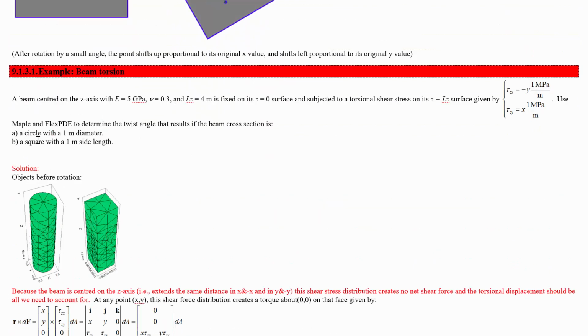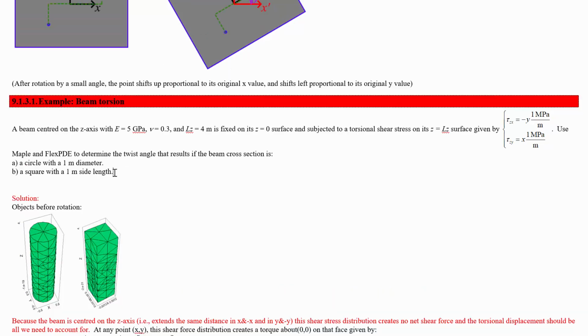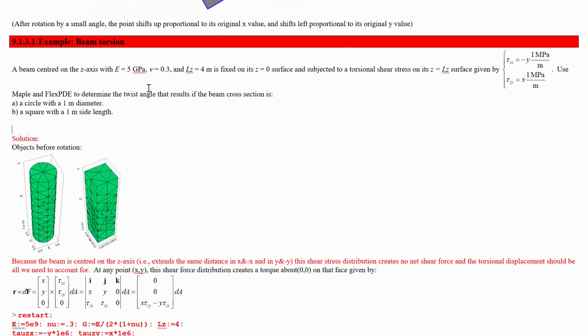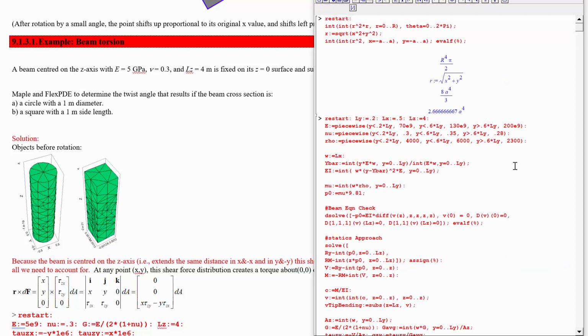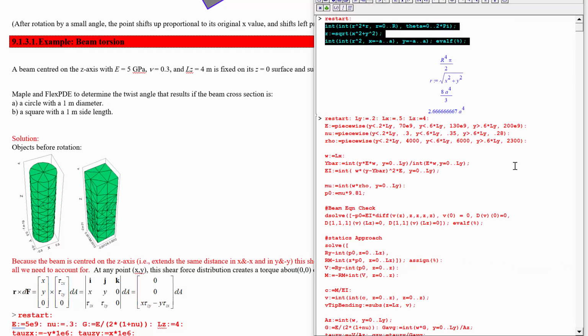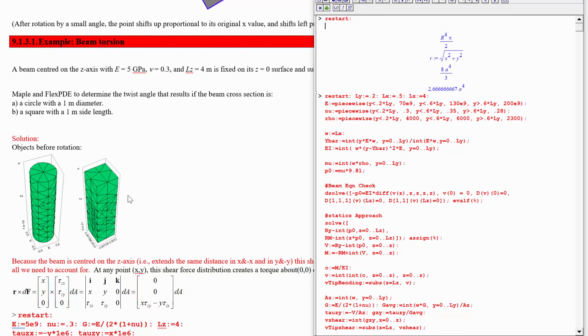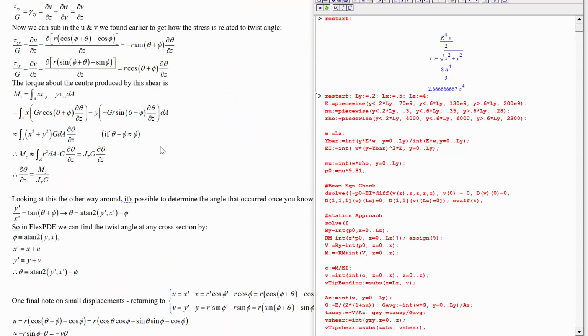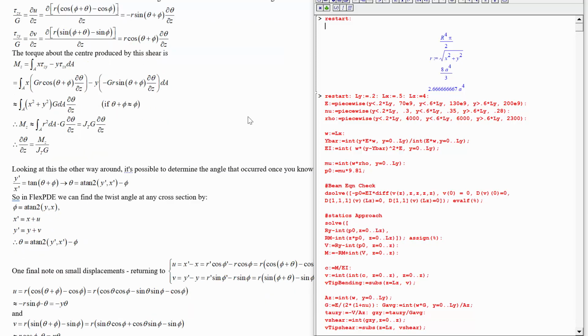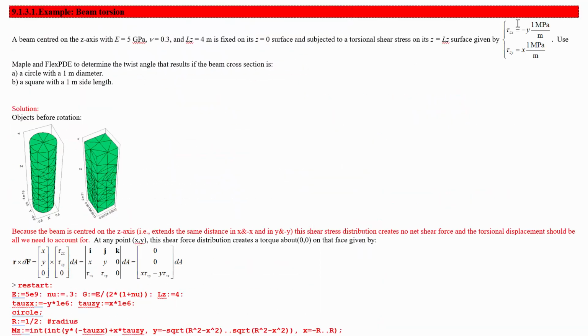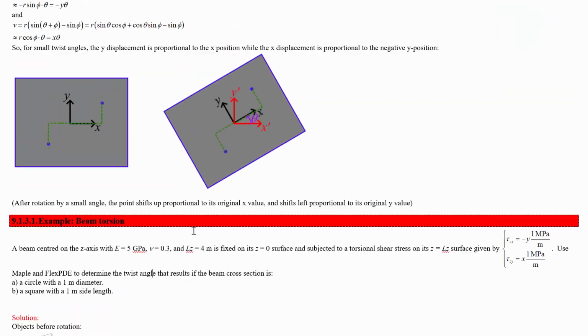Now, we're going to do this for a circle with a 1 meter diameter and a square with a 1 meter side length, both centered on the z-axis. Now, we can figure out the twist angle in Maple using the relationships that we had before, by saying that the twist angle d theta by dz is going to be a constant all along the length if we're in pure torsion. And since we've got this fixed torsional stress on the final surface, we should be in pure torsion.